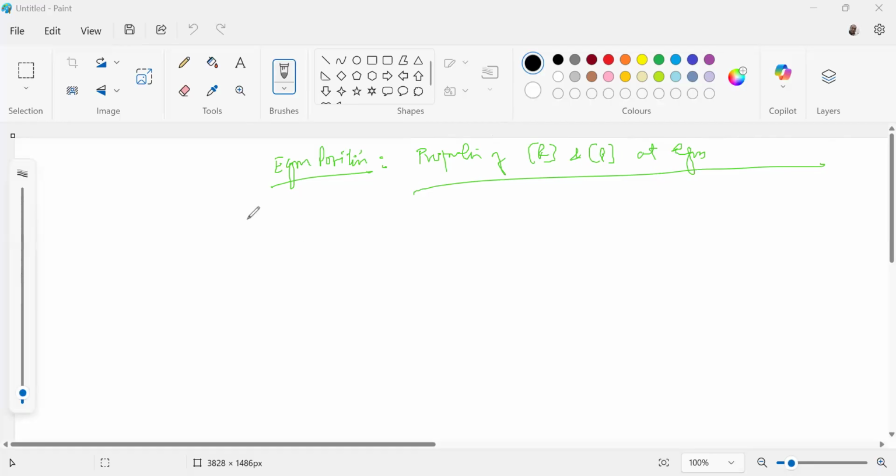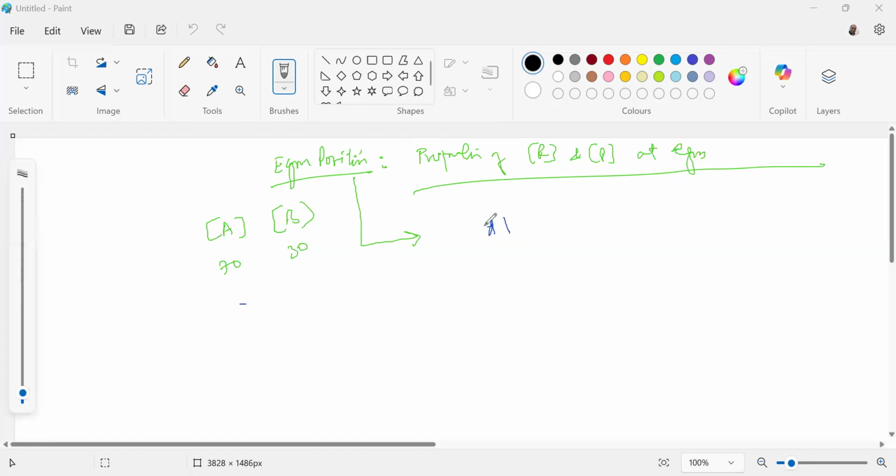In that earlier example, what was the equilibrium concentration of A? I took the example 70. Concentration of B is 30, right? So what is the equilibrium position? It's the proportion of the reactant and product concentration at equilibrium. The equilibrium position will also tell you where the equilibrium has been reached.